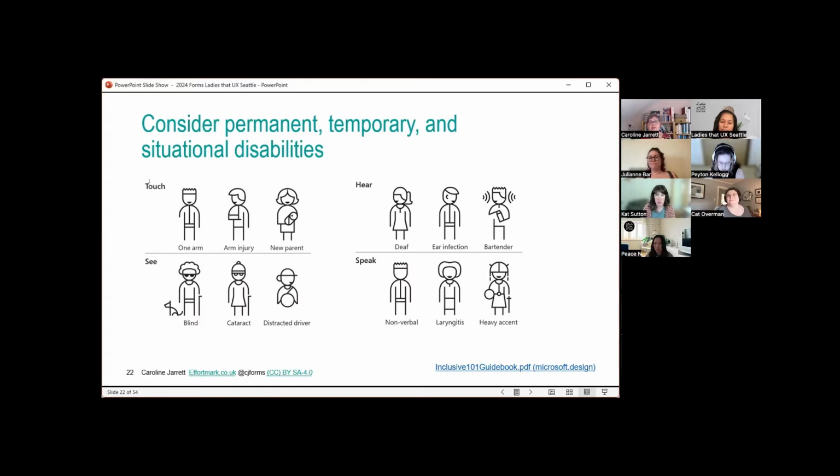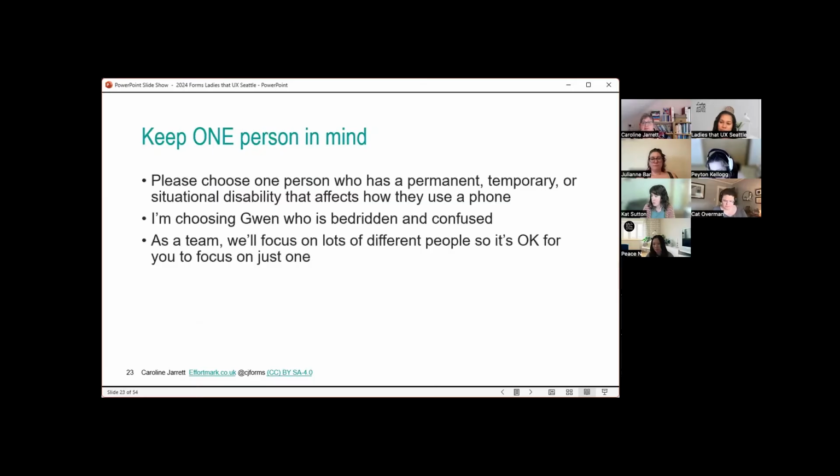difficulties in using phones beyond just the conventional, well, not even the conventional, but obviously there's no kind of hierarchy here. We have to consider all sorts of different types of accessibility in our designs. So I'd just like you to keep one person in mind for the rest of the session, who has a permanent, temporary or situational disability that affects how they use a phone.